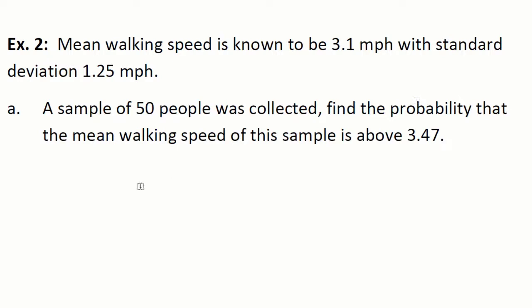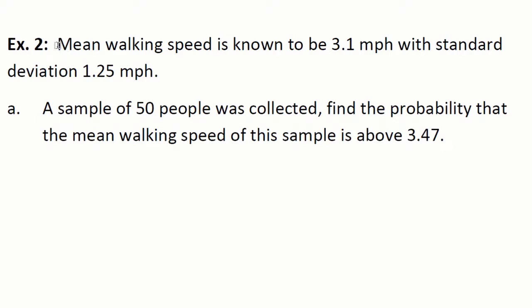A sample of 50 people was collected as the beginning of our part A right here. Find the probability that the mean walking speed of this sample is above 3.47, and of course miles per hour. And so from the given information, this is what we can draw out right here.